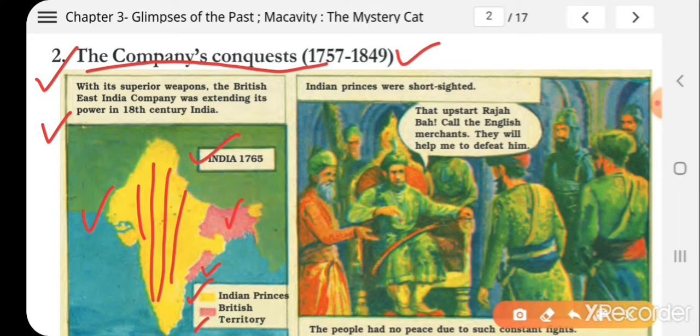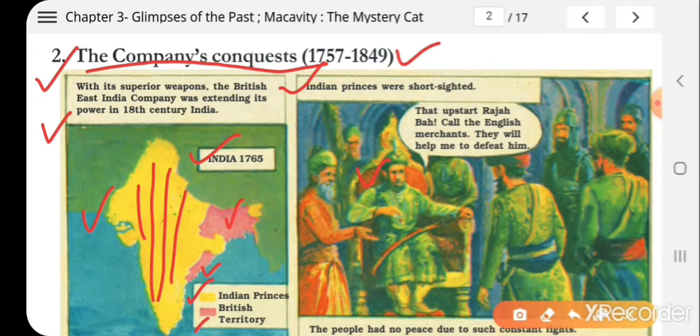But what was the reason behind it? Why did the foreigners, the Britishers, come here and rule over the country? Because the Indian princes were short-sighted. They were not able to see the future, what was going to happen in the following years. They were short-sighted, not far-sighted. So they were fighting with each other, becoming enemies of one another.